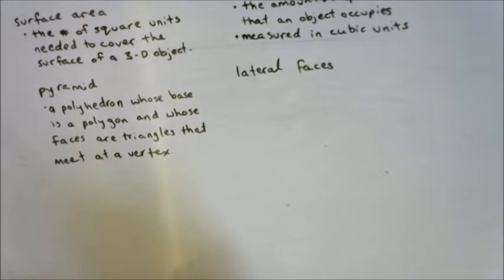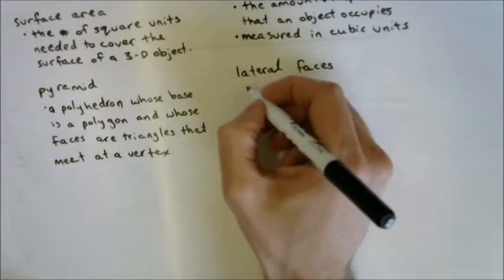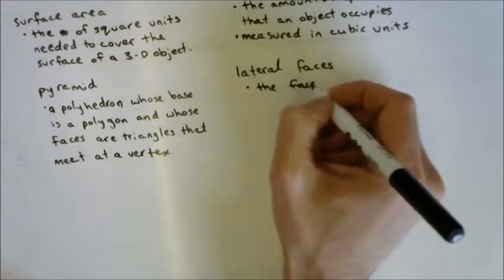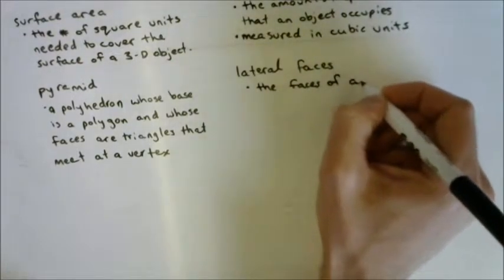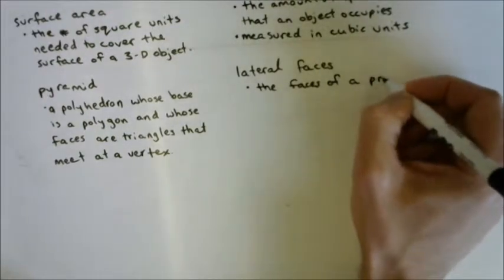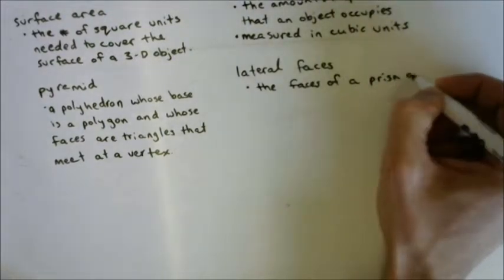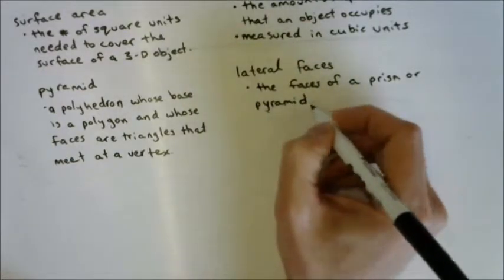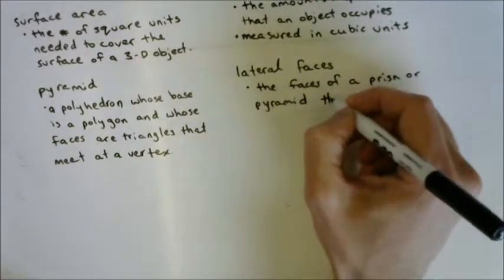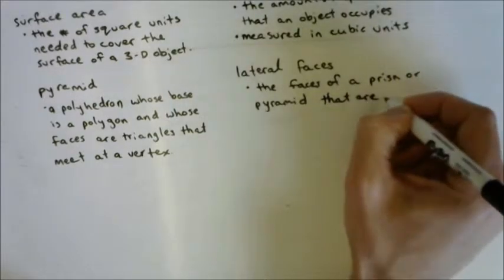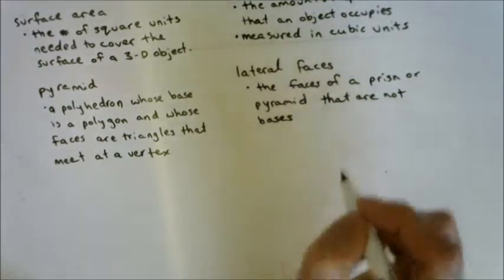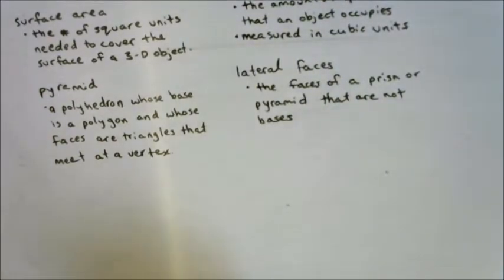So a 3-dimensional object, a prism, will have lateral faces. So these are the faces of a prism or pyramid that are not bases. Okay, so you are going to get good at drawing some of these shapes and things like that.